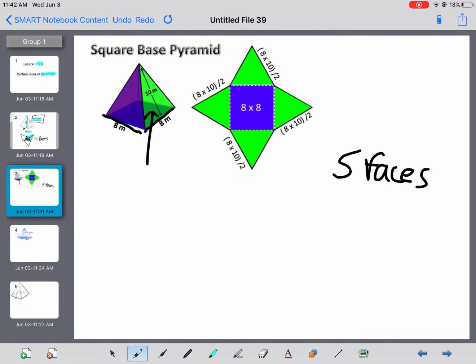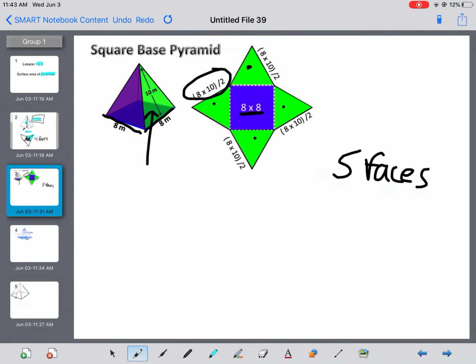What the person did here was they first found the area of the square, which is the base times the height, 8 times 8. And then they found the area of each of these triangles. They did the base times the height, which is our slant height, 8 times 10, and then divided by 2. And then you could add those all up together. I just wanted to show you this one as an example very briefly because I thought it was helpful for you to see the net as to where the square base pyramid comes from.